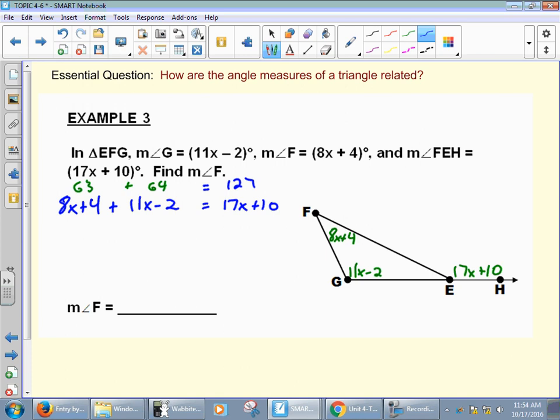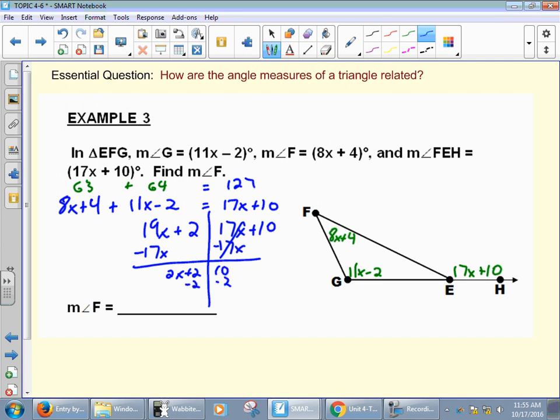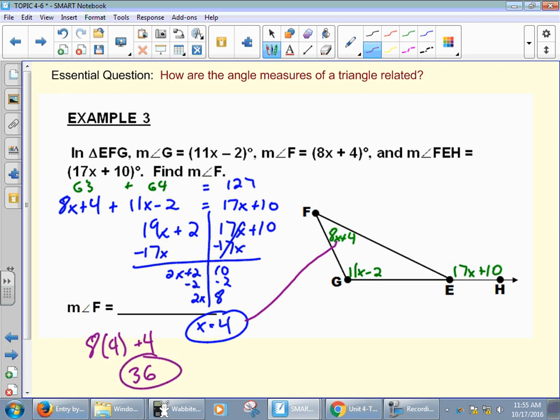So how many x's do I have? 19x plus 17x plus 10. What do I do next? So I get 2x plus 2 equals 10, then what? Minus 2, and 2x equals 8. So what does x equal? 4. Is that what they want? No, what do they want? F. So that's going to be 8 times 4 plus 4, which is what? 36. Now, if I want any other answer, I can plug it in, but all they asked for was F. If I wanted to know the other one, it would be 44 minus 2 is 42, and then I could add them together. Okay? So that is it for today.